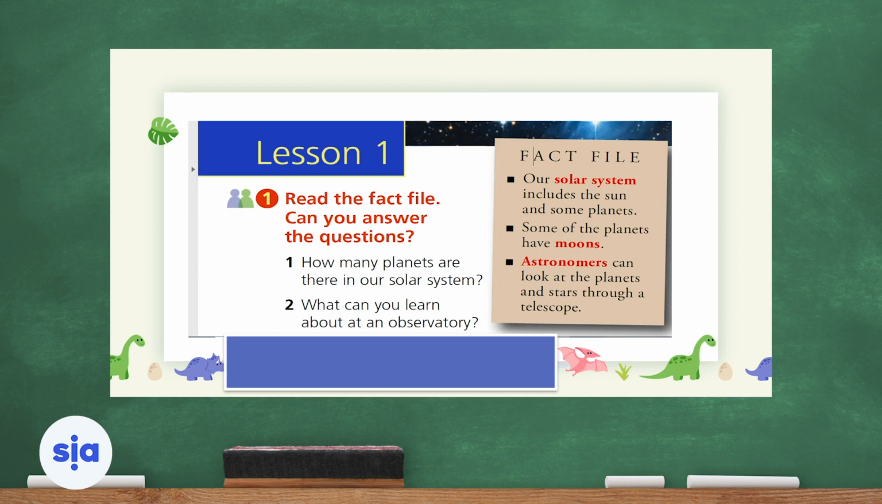Now, if we look at question 1, it states the following. How many planets are there in our solar system? If you have already counted along with me, you will automatically know the answer, which is there are 8 planets in our solar system. Question 2 states, what can you learn about an observatory from the word observe, or the basic word observe, which means to look at carefully. So you can learn a lot about astronomy just by watching or looking. Now we're going to move on to the next.